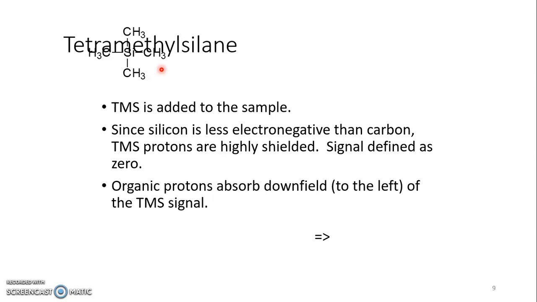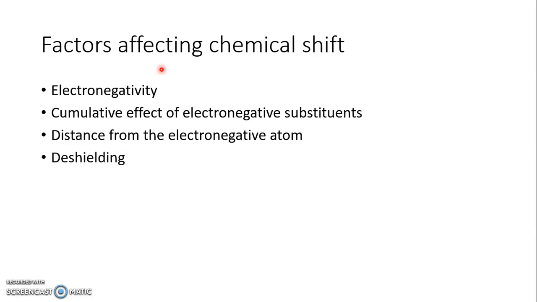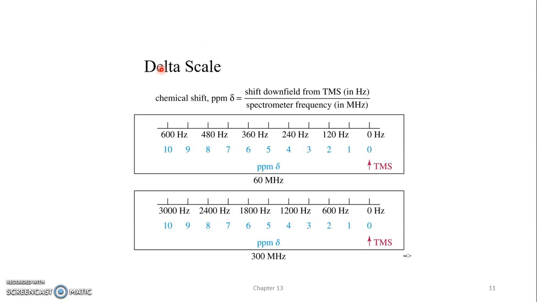Okay, so all the organic protons will absorb downfield, or towards the left of the TMS signal. So we can represent TMS in the NMR signal scale with a value 0. Okay, that is TMS is having a 0 value. Now the factors affecting chemical shift are electronegativity, cumulative effect of electronegative substituents, distance from the electronegative atom, and also the de-shielding effect. This is the delta scale, or how we are representing the NMR spectrum.